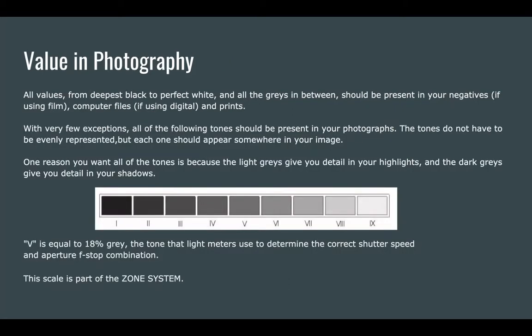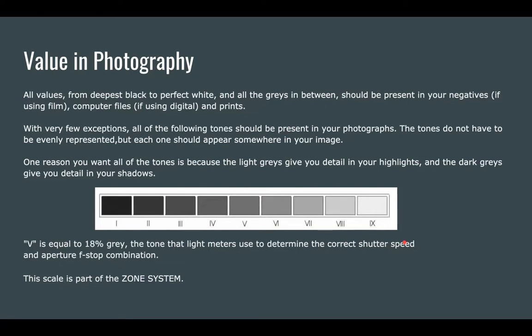So, value in photography. Value is this graph here. It explains value to you. Value is all the colors from black to white, from the deepest black to the perfect white and all grays in between. If I said this photo has good value, I'm saying that photo has a bunch of different shades of gray. It's got black, it's got white in the photo.